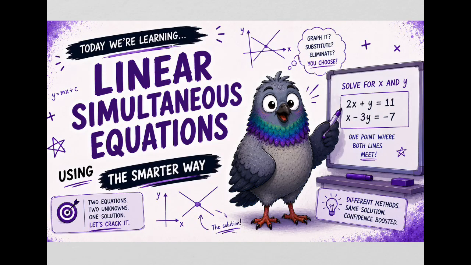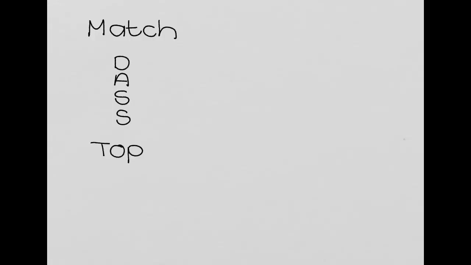Solving simultaneous equations can seem a little bit daunting, so I'm going to show you a way to answer them, and we are going to remember the instructions: match, das, top. So match literally means find something that matches. Either the x's have to be the same amount or the y's have to be the same amount.